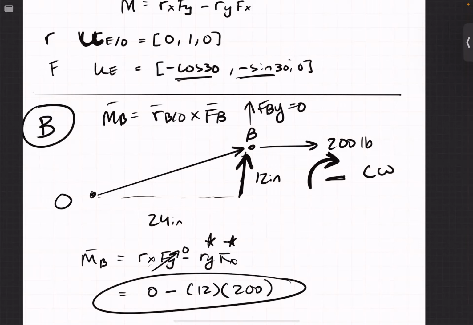Are you feeling good about that one? I'm getting fewer confused faces the more we go through this, so that's great.